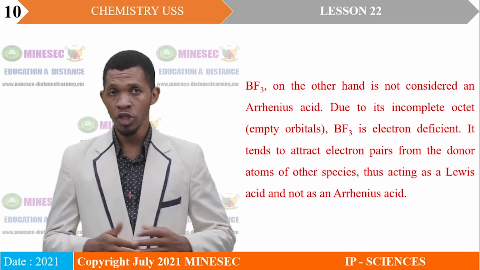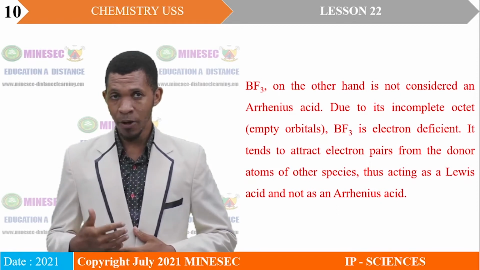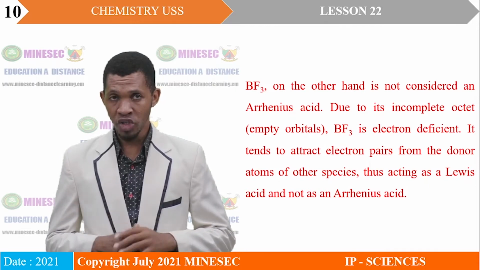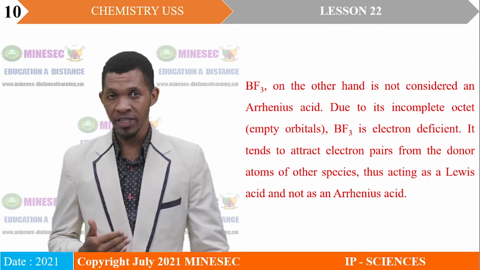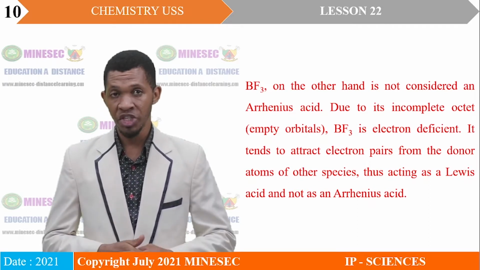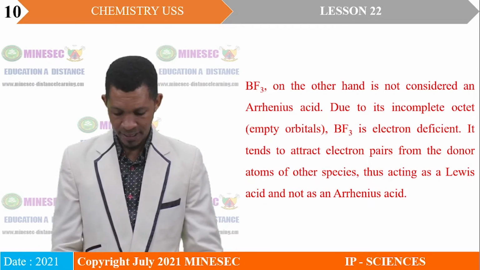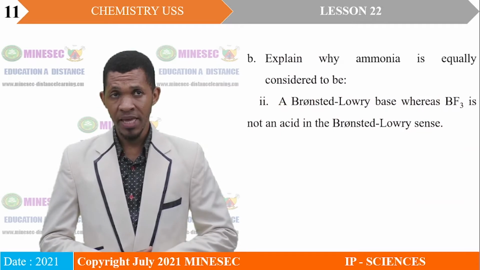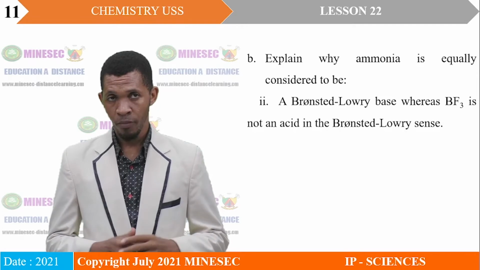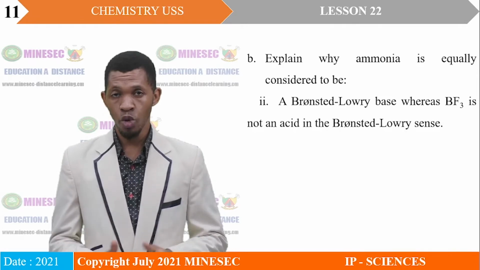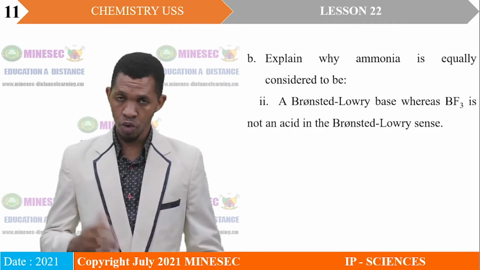Boron trifluoride, on the other hand, is not considered an Arrhenius acid. Due to its incomplete octet, boron trifluoride is electron deficient. It tends to attract electron pairs from the donor atoms of other species, thus acting as a Lewis acid and not an Arrhenius acid. B. Explain why ammonia is equally considered to be, Roman II, a Bronsted-Lowry base, whereas boron trifluoride is not an acid in the Bronsted-Lowry sense.